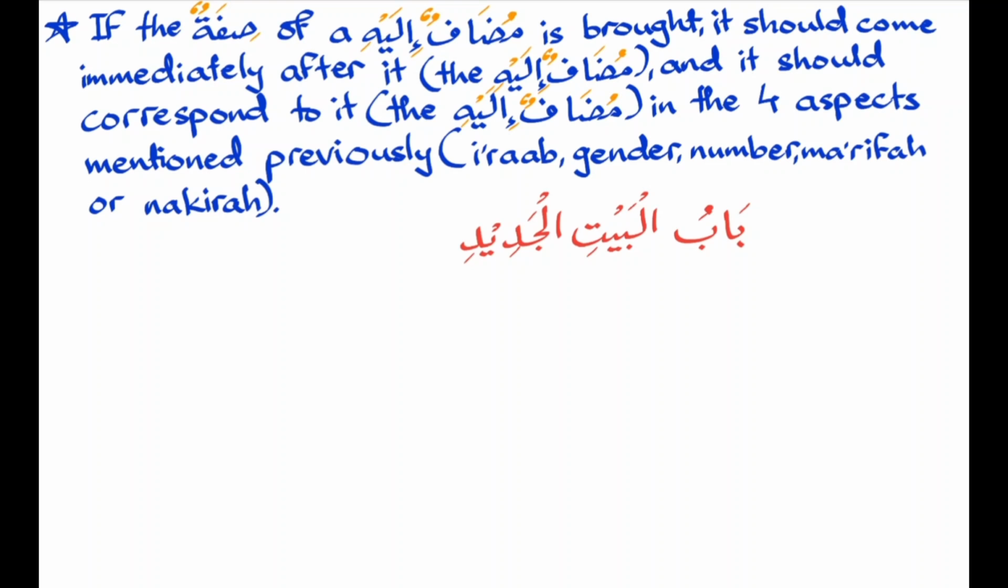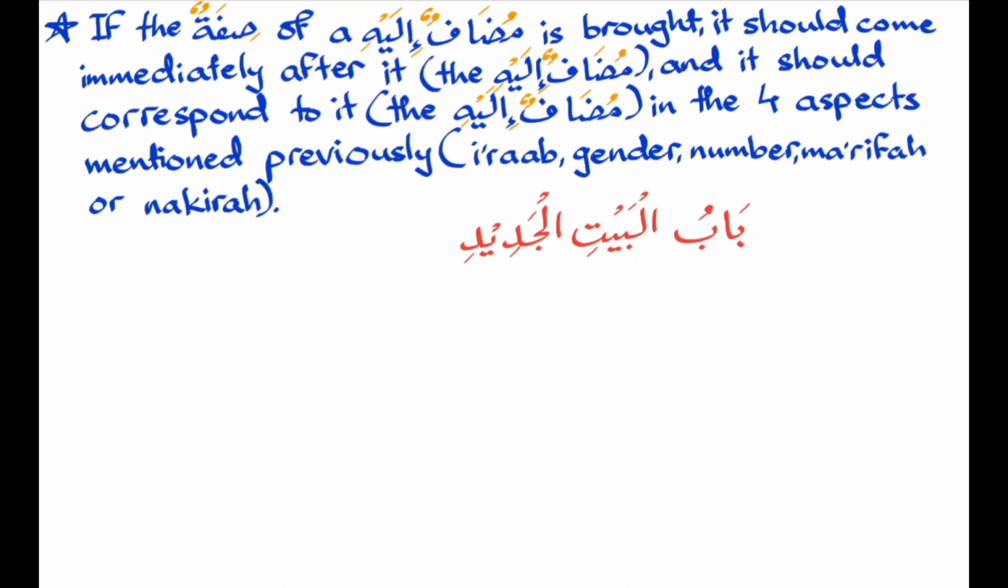The example you see here on the screen is pretty similar to the one mentioned in the previous slide, Babul Baytil Jadidi. The only difference is that here the sifa is of the mudaf ilayh, not of the mudaf. So this means the new door's house. So Bab is the mudaf, Al-Bayt is the mudaf ilayh, and Al-Jadid is the sifa of Al-Bayt. The way you're going to analyze this sentence is backwards again, because Al-Bayt al-Jadid in itself is a mawsuf and a sifa. Al-Bayt is the mawsuf and Al-Jadid is the sifa.